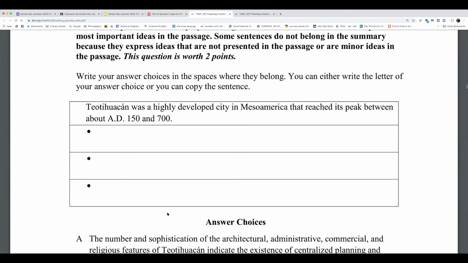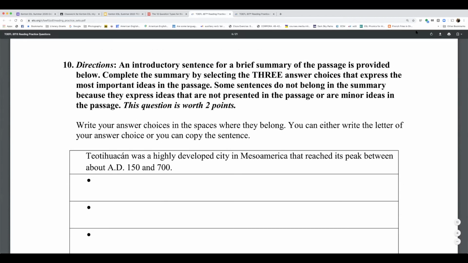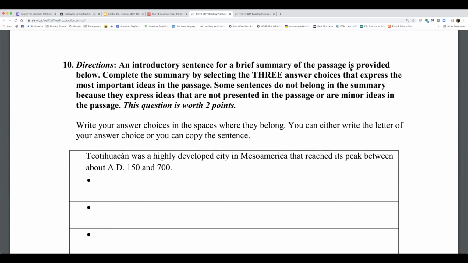Some information is missing. So if you notice, it says in the directions, an introductory sentence, right? I'm going to highlight it here. An introductory sentence for a brief summary of the passage is provided below, okay? Now, what we have to do is complete the summary by choosing 3 answer choices that express the most important ideas in the passage. Now, we didn't read the whole passage, so in this case, we can't answer the question right now. But notice we have to make a choice.